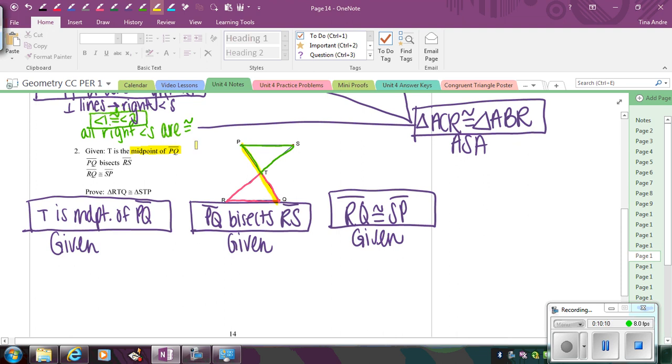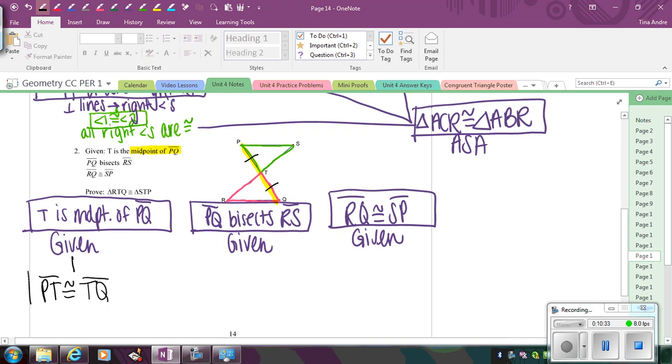So this is a segment, so if you look in your pink reasons, you're going to find a midpoint divides a segment into two congruent parts. So if T is the midpoint of PQ, this part and this part have to be equal. So that's something I concluded. I labeled it in my picture. It should go in my proof. Pretty much whenever you label something in your picture, you should state it in your proof.